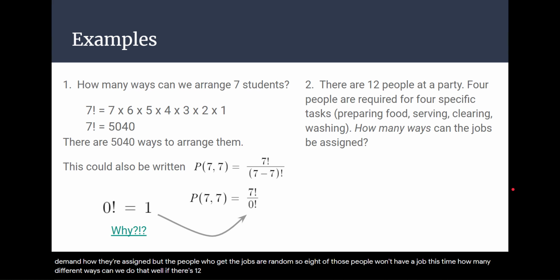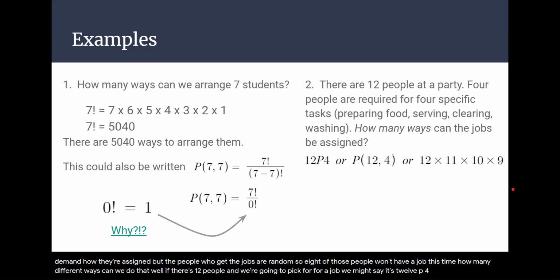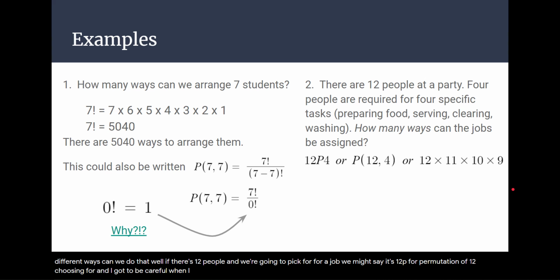Well, if there's 12 people and we're going to pick 4 for a job, we might say it's 12P4, a permutation of 12, choosing 4. And I've got to be careful when I say choosing, but you'll learn that in another video. Now, if we just simplify that using factorials, it's actually only just 12 times 11 times 10 times 9.